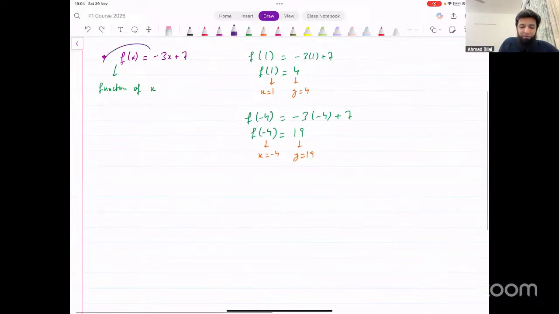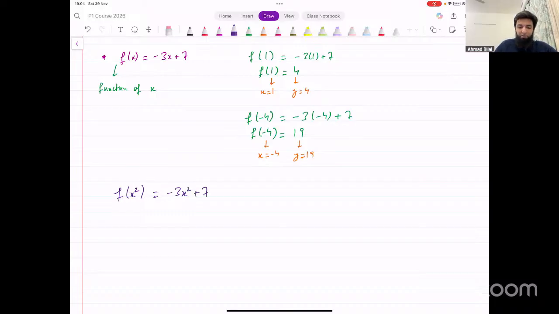So if the function is defined like this, I could also find, for instance, f of x squared. Now, what would that be? If f of x is equal to minus 3x plus 7, f of x squared, what will that be? I can just replace x in this equation with x squared. So that will become minus 3x squared plus 7.